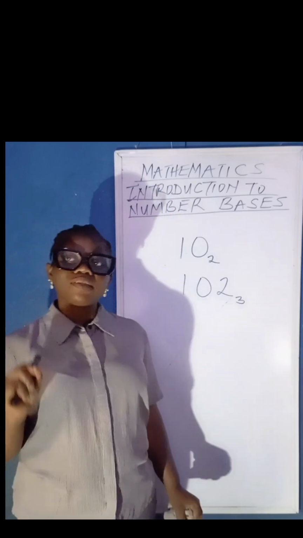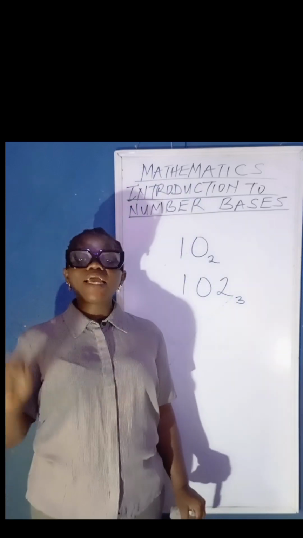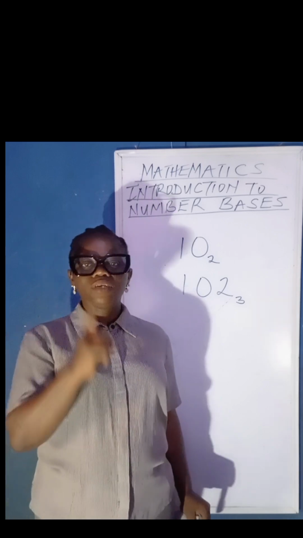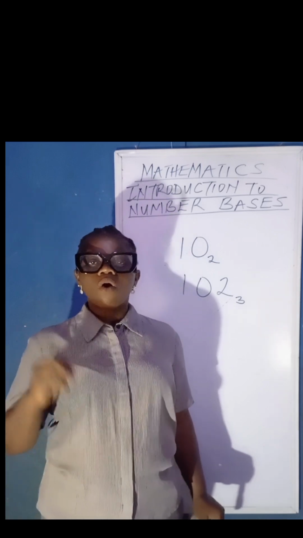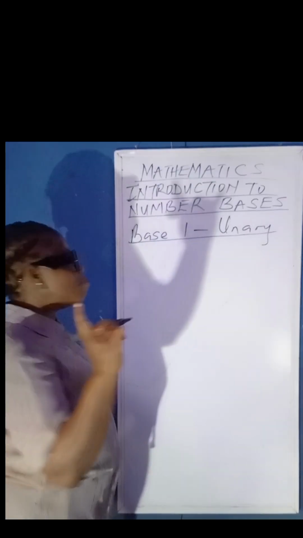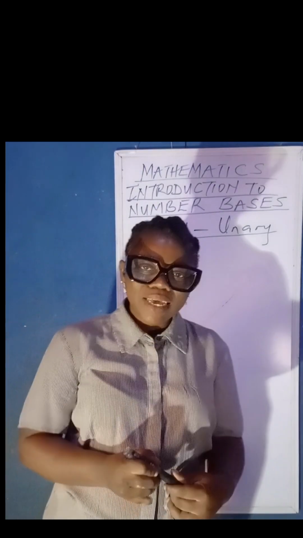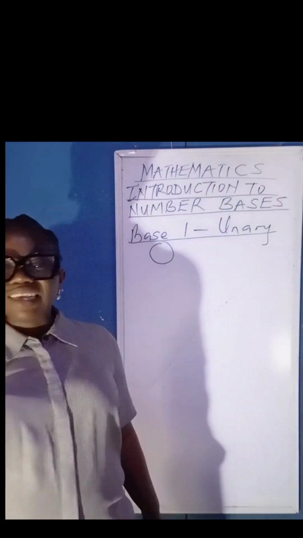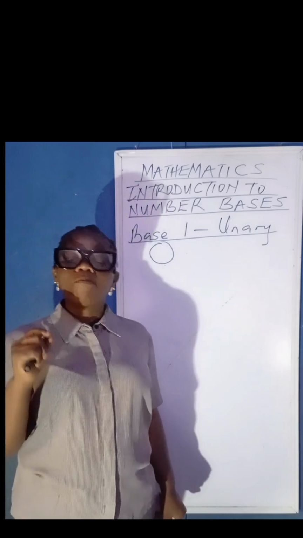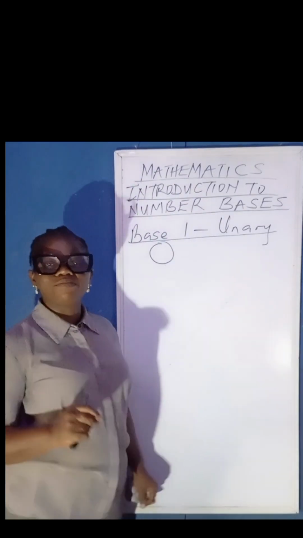Another very important thing you have to know in number bases is that in any base, there is never a single digit that is up to the base or more than the base. For example, the only digit in base 1 is 0, because in every number base there is never a single digit that is up to the base or more than the base. So this 0 is the only digit in base 1.